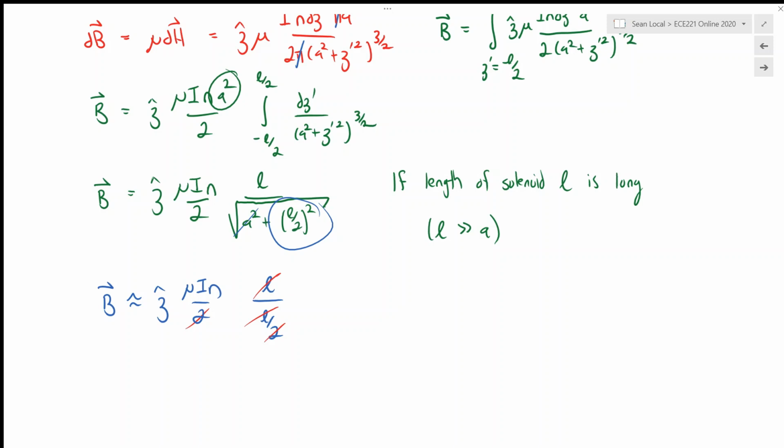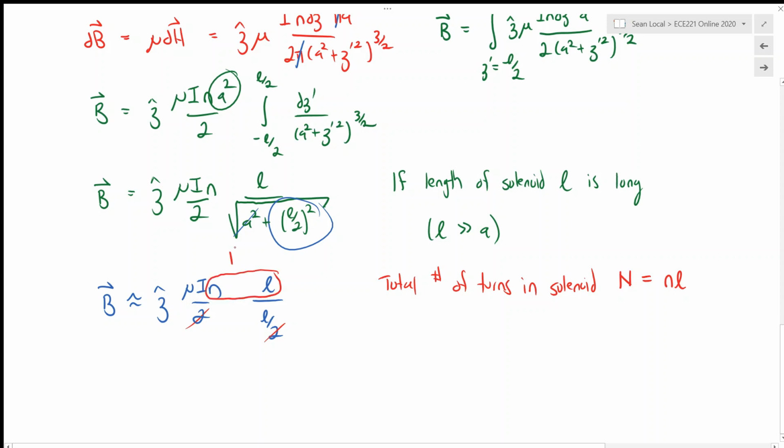Something that we will want to do is actually write down the total number of turns in our solenoid. So the total number of turns in our solenoid depends on the length, right? Because we know that there are lowercase n turns per unit length, and the total length is L. So if I call this n, that is the product of n times L. So rather than canceling out the L's here, let's undo that and just leave it so that we can replace this product here, nL, with capital N, the total number of turns.